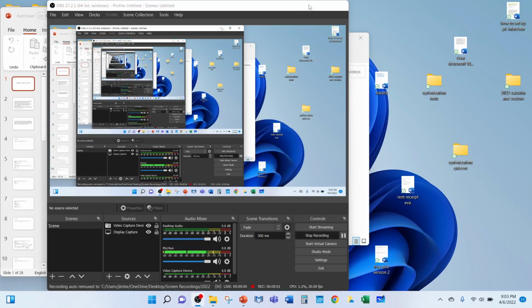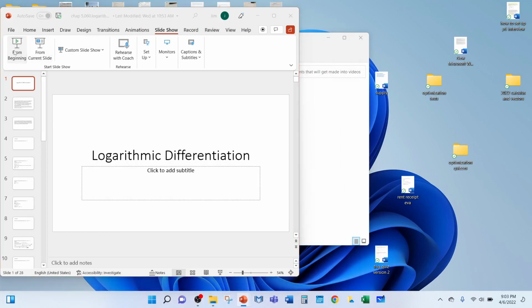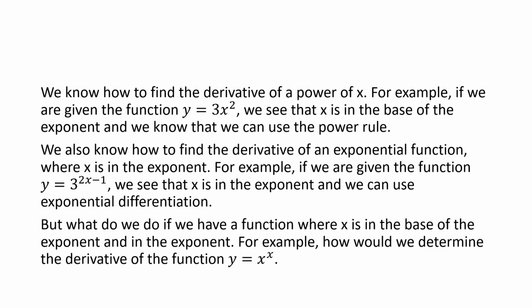In this video, we're going to talk about logarithmic differentiation. We know how to find the derivative of a power of x. So for example, if we're given the function y equals 3x squared, we see that x is in the base of the exponent and we can use the power rule. So for instance, 3x squared, the derivative is 6x.